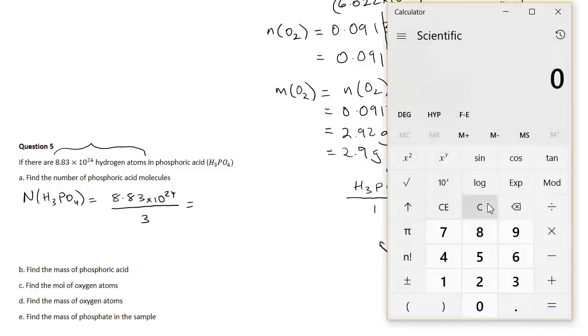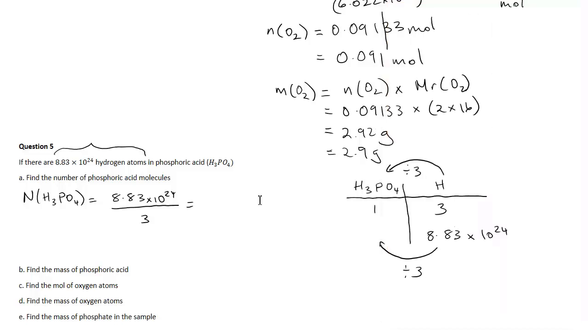So 8.83 times 10 to the power of 24 divided by 3. Great. What I'm going to do instead of that is I'm going to go 8.83 divided by 3 because my calculator is not cooperating. So it's 2.9433.